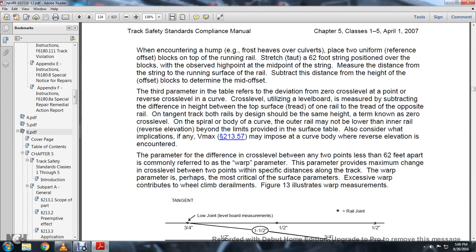The third parameter in the table refers to the deviation of zero cross level at the point of the reverse cross level of the curve. The cross level, utilizing the level board, is measured by subtracting the difference between the height of the top of the surface tread on one rail and the tread of the opposite rail. On a tangent track, both rails should be at the same height at the same time, a term known as zero cross level. On the spiral body of the curve, the outer rail may not be lower than the inner rail. Reverse elevation beyond limits is provided in the surface table, with all considerations of the Vmax 213.57. Maximum allowable speed may be imposed on the curve body where reverse elevation is encountered.